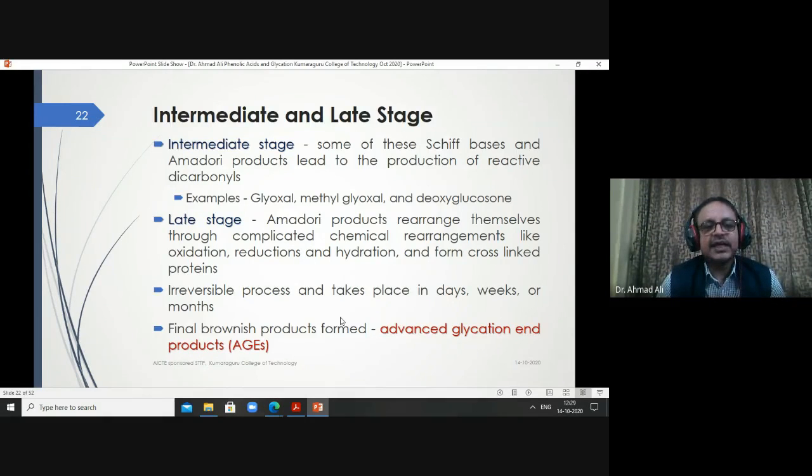One can understand, and a lot of research has been conducted on what the amount of advanced glycation end products is in our food items. So we can see that there are two sources of advanced glycation end products. One is exogenous and the other one is endogenous. Endogenous is what our body generates, and exogenous is what we consume through cooked food or any other beverages or packed foods.